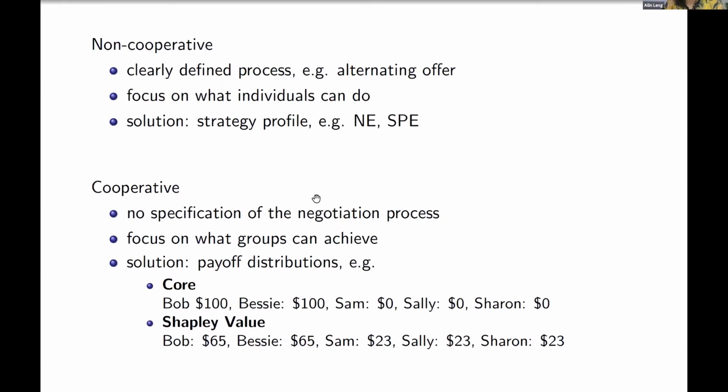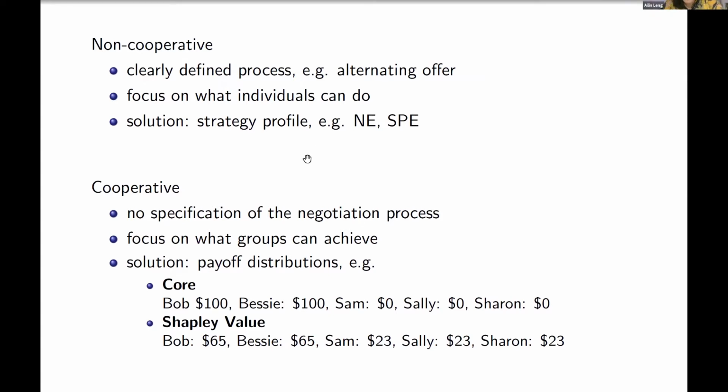Non-cooperative approaches will clearly define the bargaining process. For example, the five players may take alternating turns to propose offers. Non-cooperative approaches focus on what individual players can do. They would define the negotiation process or the order of moves and individual players' strategies. The solution concept is a strategy profile such as Nash equilibrium or subgame perfect equilibrium.